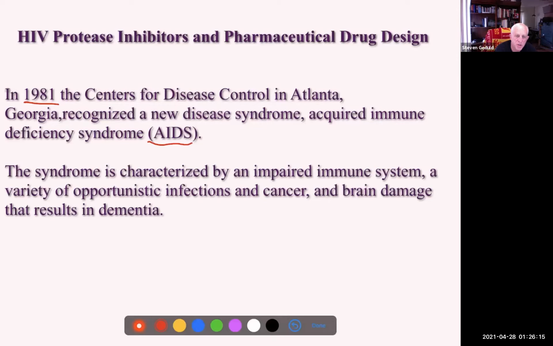Right. The syndrome is characterized by an impaired immune system, which we know, a variety of opportunistic infections and cancers, brain damage that results in dementia. Okay. It attacks your brain, it forms different types of cancers. What you see in the mouth is we call Kaposi sarcoma, which are black, purplish bumps in the mouth that form. That's one of the almost indications of AIDS. Okay. The AIDS virus decreases your immune system so it can't suppress different types of things, and you get infections and cancers, brain damage, etc. from that.